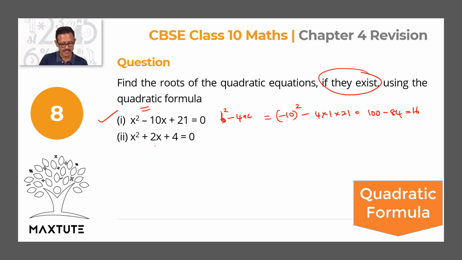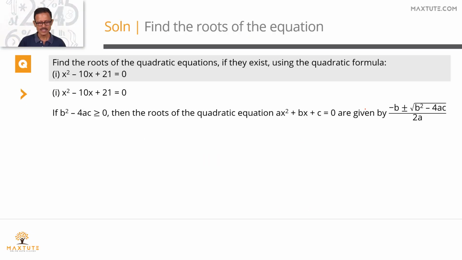We'll again compute the discriminant. B square in this case is 2 square minus 4 into a is 1 and c is equal to 4. So discriminant therefore becomes 4 minus 4 into 4 is 16. This is equal to minus 12. Discriminant is negative. Obviously square root of a negative number, because the roots are computed as square root of b square minus 4ac, and b square minus 4ac is negative. This equation is not going to have a solution.